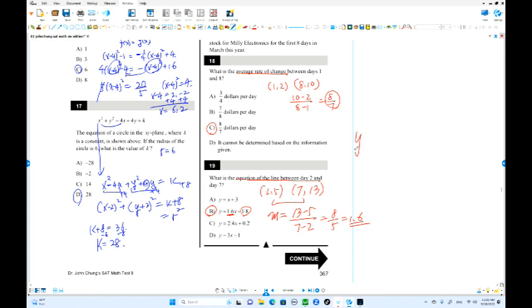Or you can use y equals 1.6x plus b. Now you can use either of these points to determine the value of b. When y is 5, x is 2. What is b? 5 minus 3.2, isn't it? Which is 1.8. But actually, you don't need to find 1.8. Only the slope matters, which is 1.6.